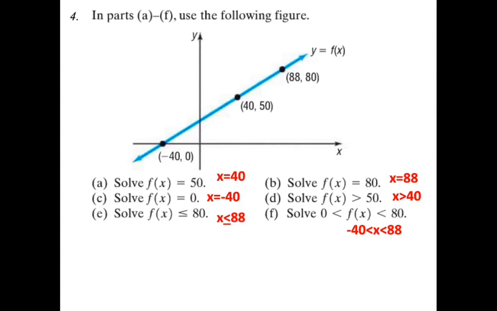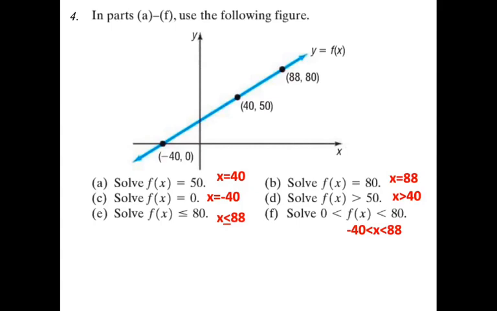Part A, where's our function equal to 50? We're looking at where the y value of the function is 50. So the x value that yields a y value of 50 is 40. X is equal to 40 for part A. Part B then, where's our function equal to 80? So you're looking at the ordered pairs with a y value of 80, and then we're giving x as our solution. So x is equal to 88 is part B.